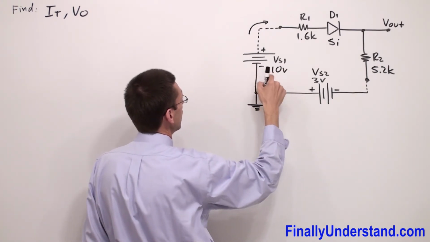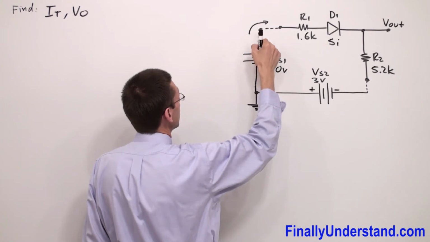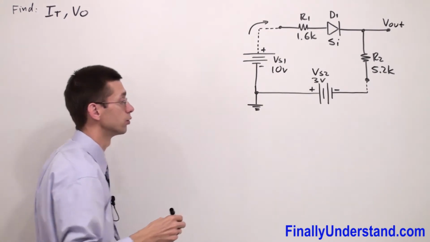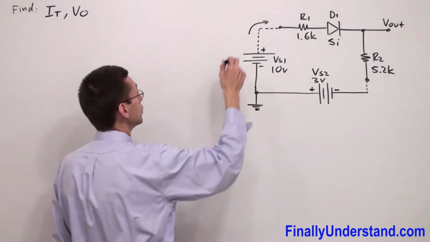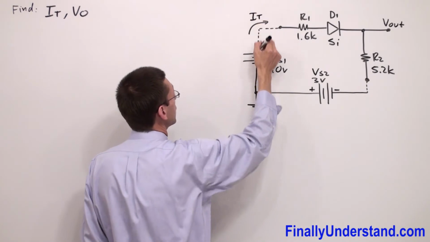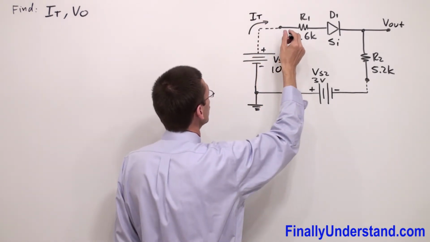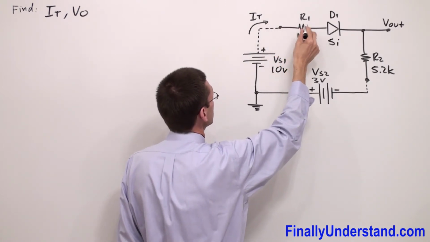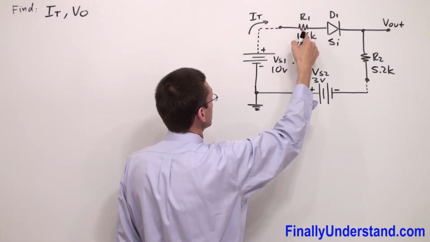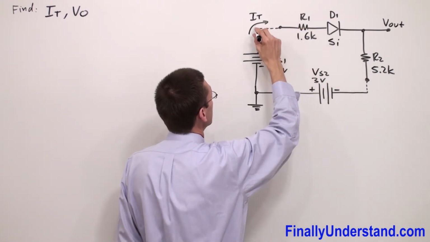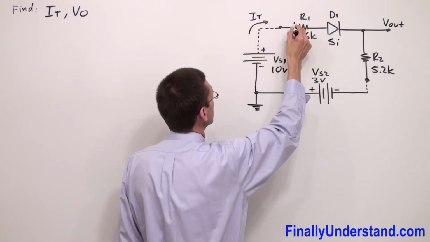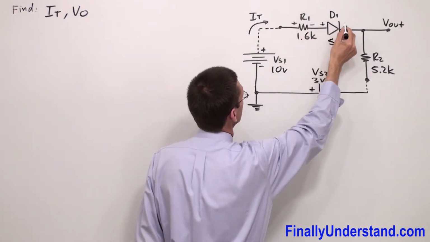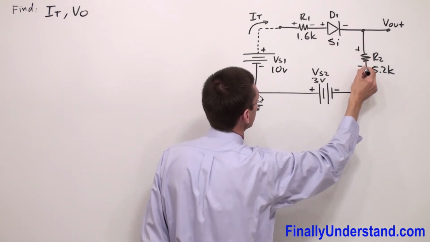Okay, so I have 10 volts. And the current is going to go from positive terminal to negative. Don't forget that we use the conventional current flow. So this is my I total. Next, I'm supposed to write the polarities of the voltages across each component. So anytime current is entering the component, I'm going to label it by a positive sign. Anytime it's leaving, negative. Positive, negative, positive, negative.